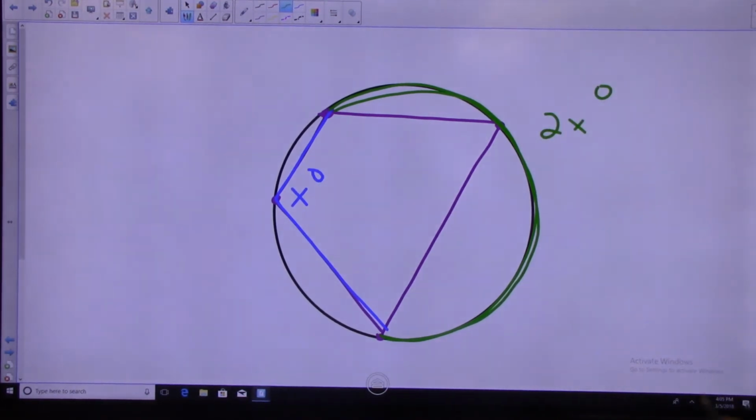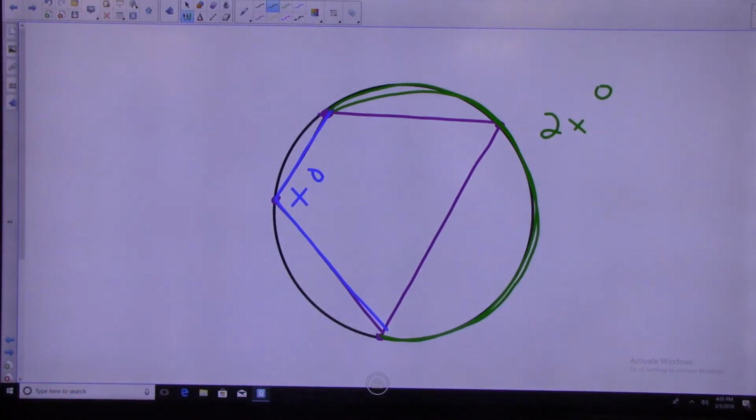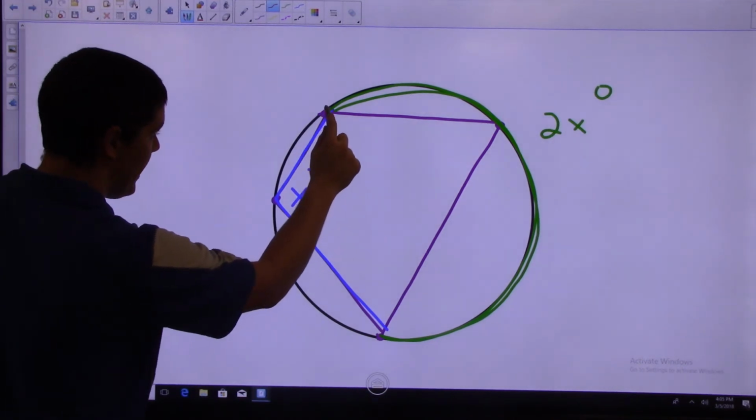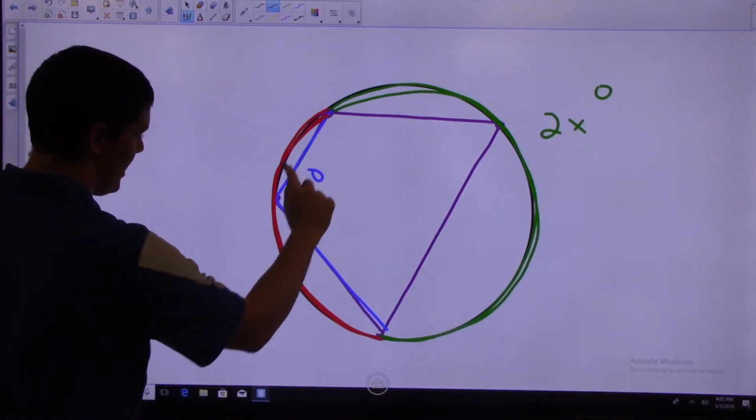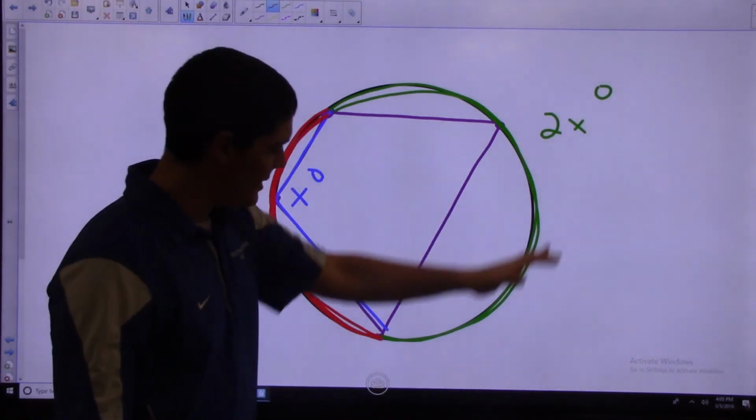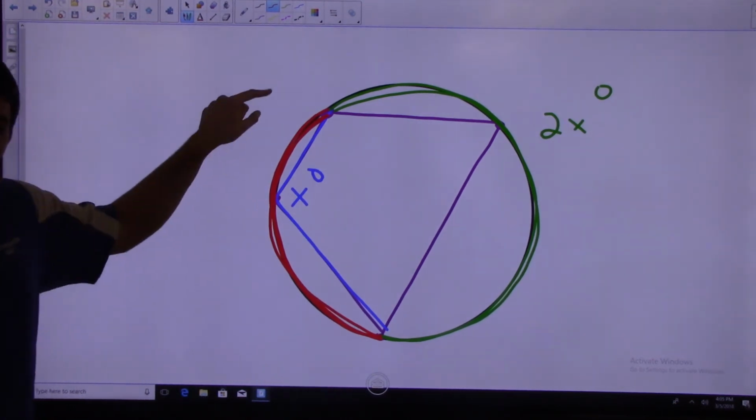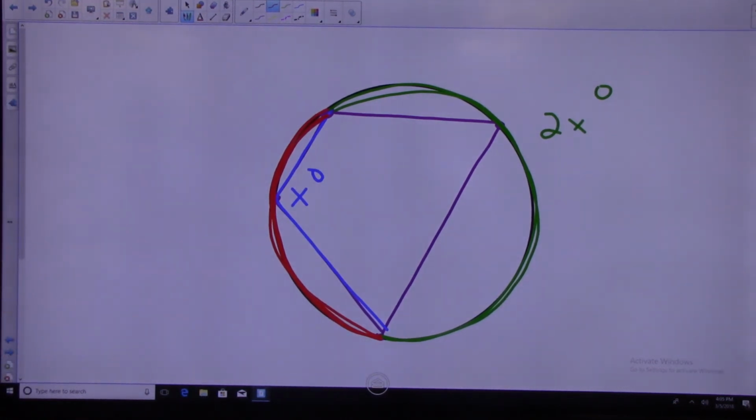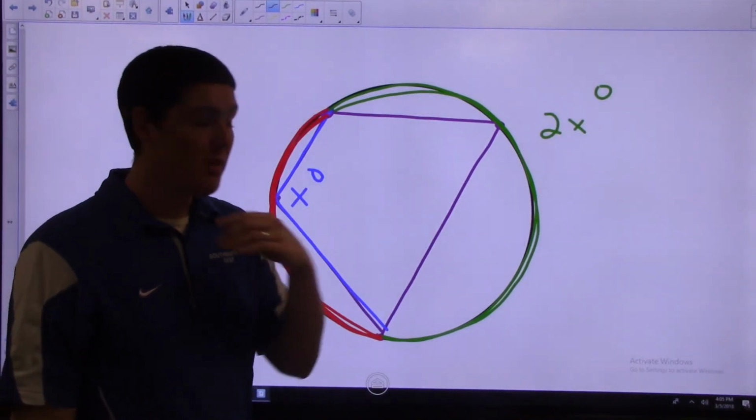Okay, so now the next thing I want to refer to, I'm going to highlight this arc here. I want to refer to the arc from here all the way around. What's left of the circle? Hopefully you guys see what I mean there. This is what's left of it. The one in green is one arc, and then the rest of the circle is this arc I just drew in red. Okay, well guys, it doesn't really matter what this is. I don't really know what it is yet.